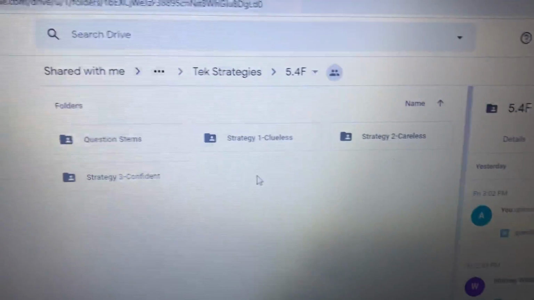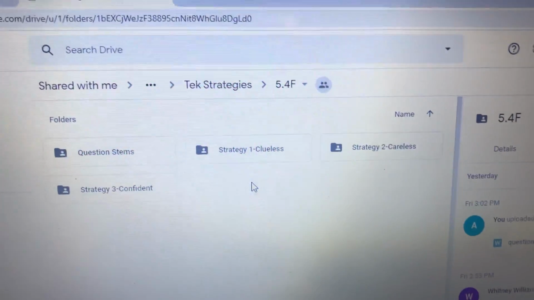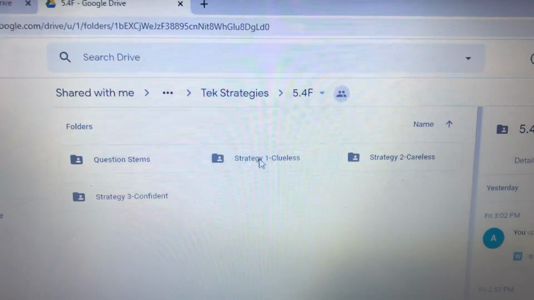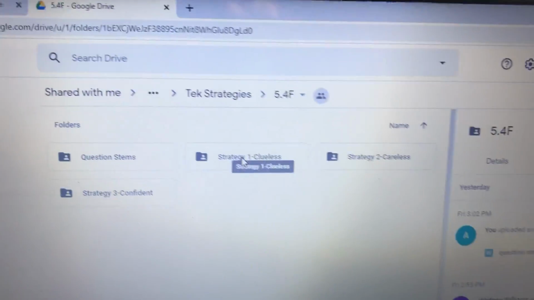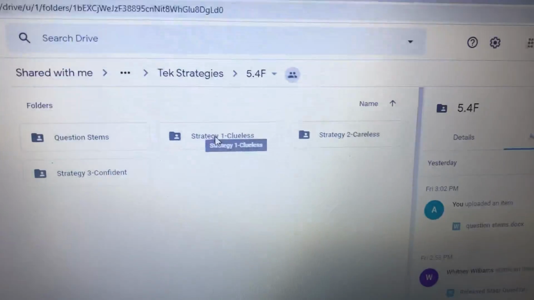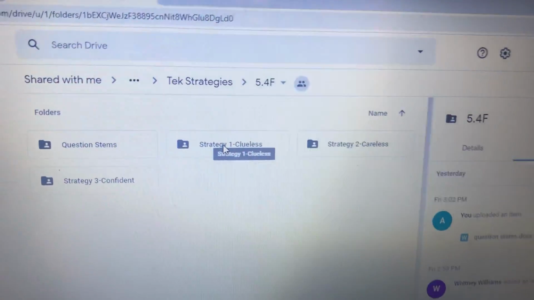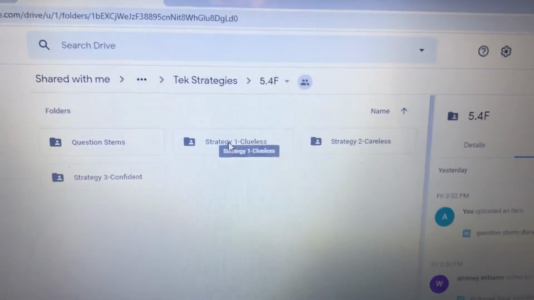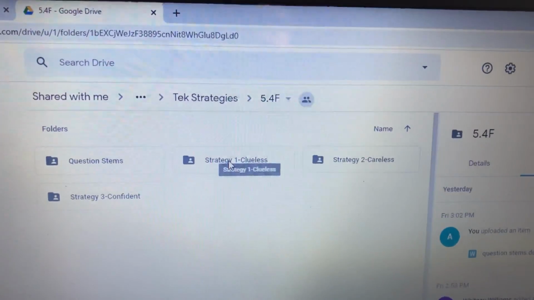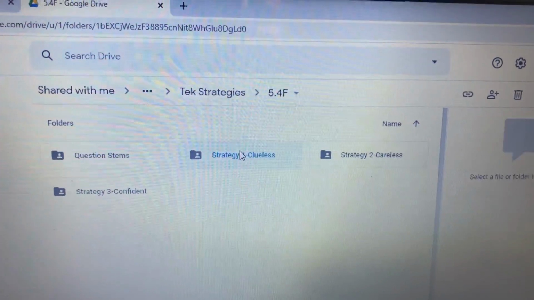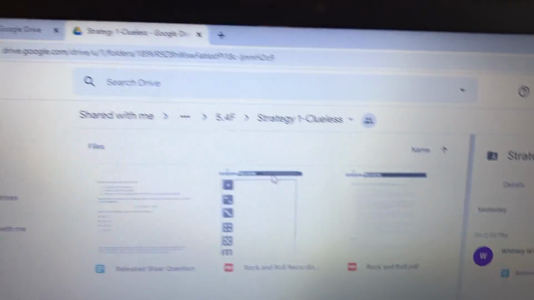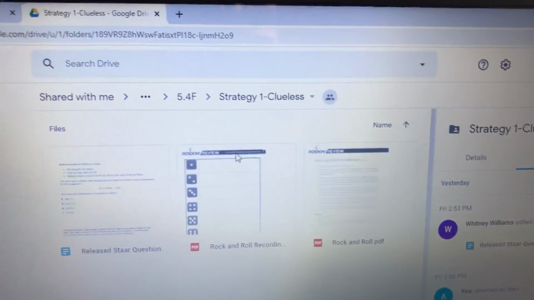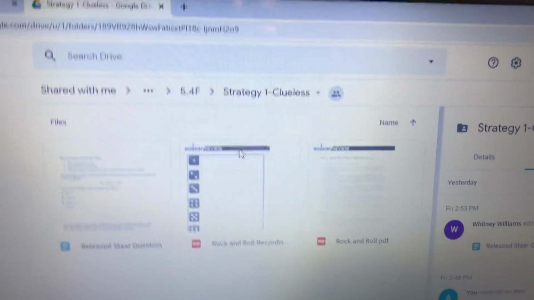I don't know if they did it the same way as you guys, but there are strategies for if they're clueless. What that means is that on that question, the state just closed their eyes and guessed. Their answers are all over the place. They have no idea how to attack that question. And then they showed us how to evaluate whether students were clueless or not.